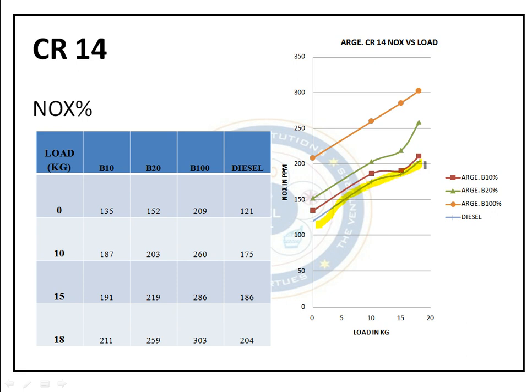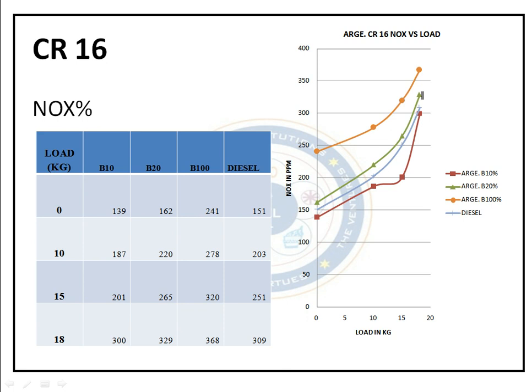In case of NOx for CR14, the emission is very less for diesel, but for B10 it's similar. For B20 it's more emission, and for pure Argemone it's the highest emission. The result we obtain for CO and CO2 is just opposite. Argemone gives the highest emission of NOx for CR14.